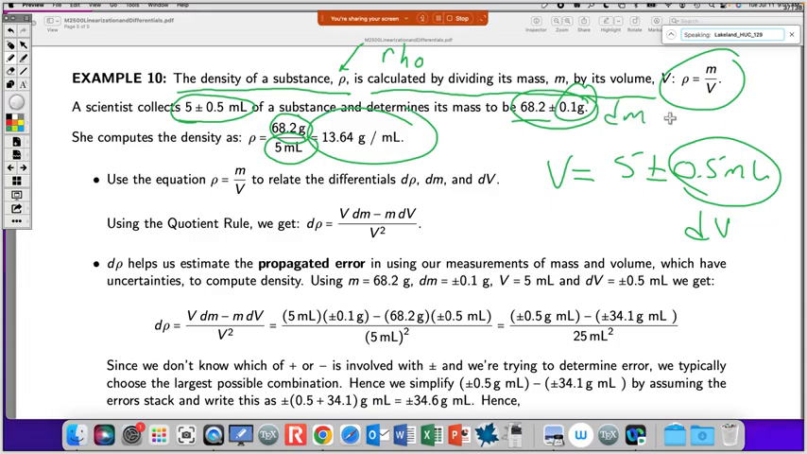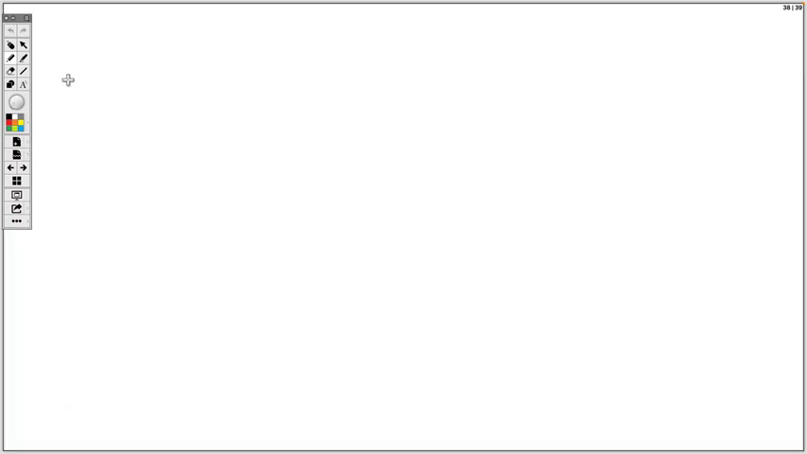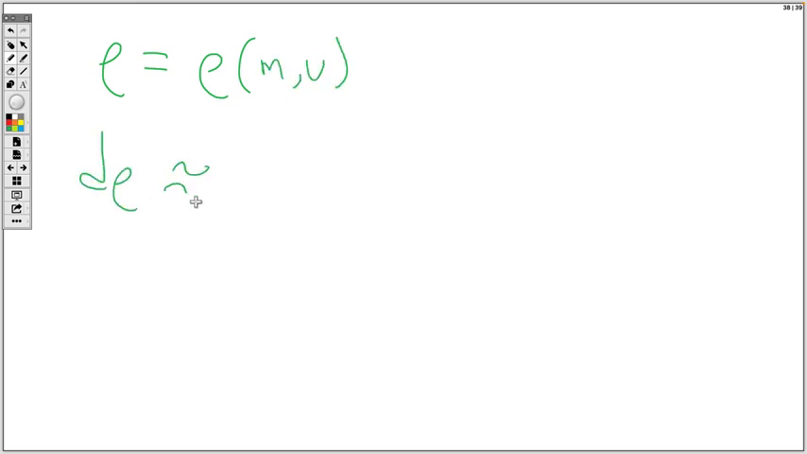And you think of this as your error in the mass. So what we do is we say, okay, since you've got error in mass and error in volume, what's the propagated error in density? Well, you'd find the d rho. So we're looking at rho here as a function of actually two variables, the mass and the volume. And I want to know how can I approximate the d rho? How can I approximate the error in the density?